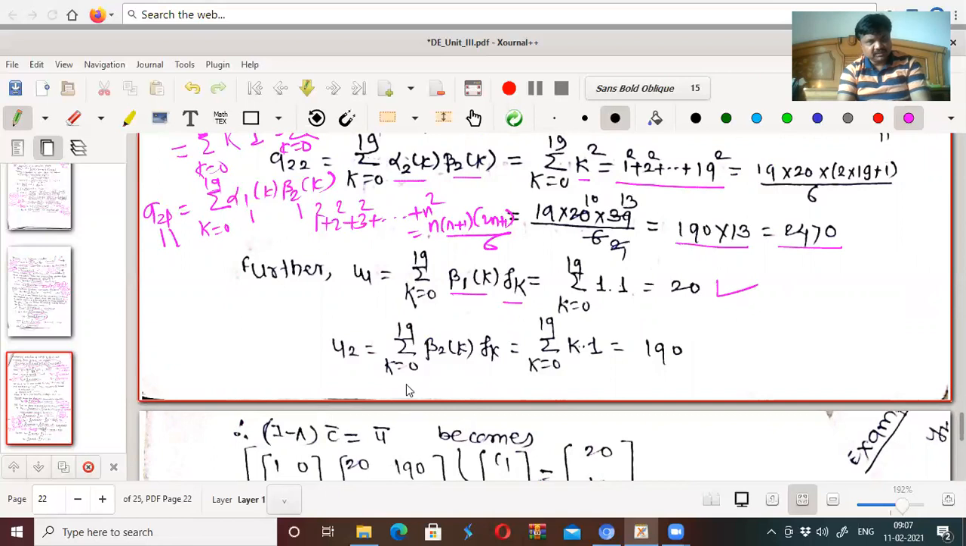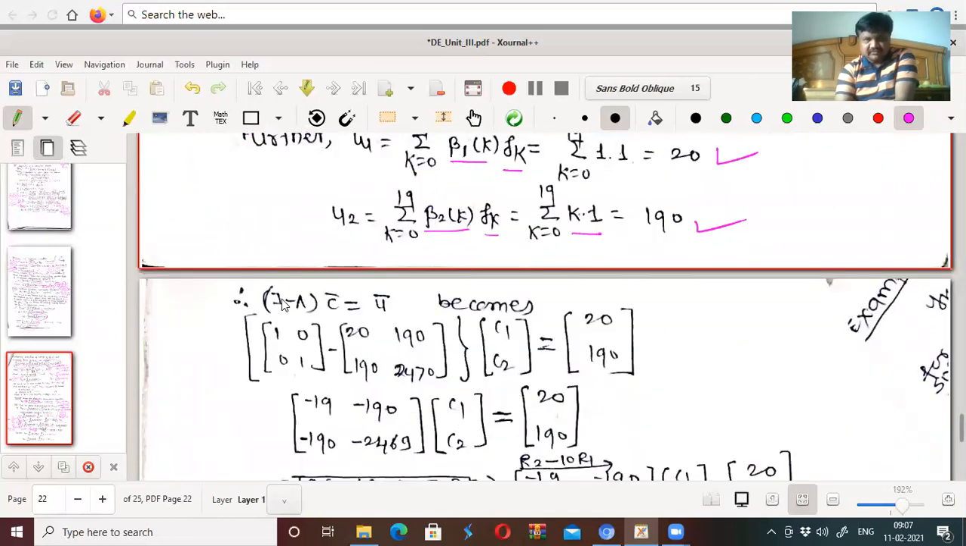For u2, the summation from k equal to 0 to 19 of beta 2k fk. Beta 2k is k, fk is again 1. So we obtain the summation from k equal to 0 to 19 of k. That means it is the addition from 1 to 19. It is 19 into 20 upon 2, that is 190.